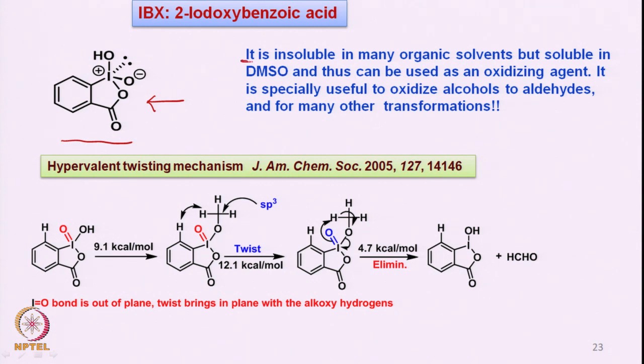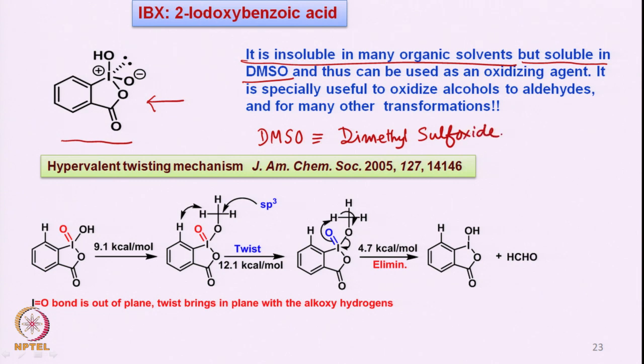It is however insoluble in many organic solvents, and that is of course one of the problems that it has. However, fortunately it is soluble in a solvent like DMSO, which is nothing but dimethyl sulfoxide. It is a polar aprotic solvent, and it dissolves this particular reagent readily, and it can thus be used as an oxidizing agent. It is especially useful of course to convert alcohols to aldehydes, but there are many other very important transformations that have been discovered, and there have also been very interesting mechanistic investigations carried out.